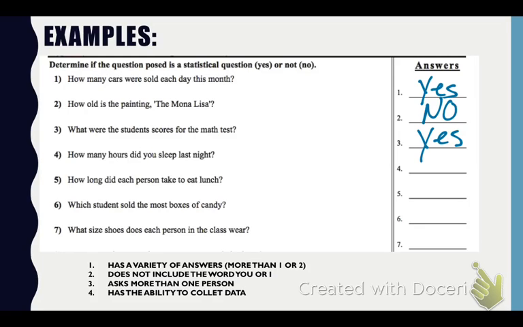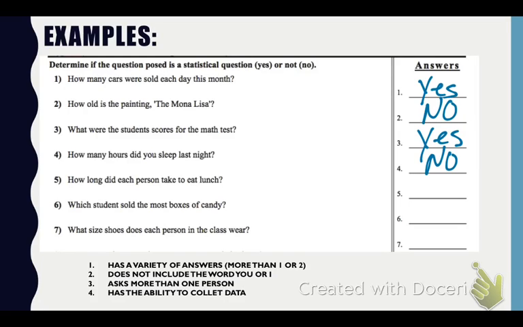4, how many hours did you sleep last night? How many possible answers are there to that? How many hours did you sleep last night? There's only one possible answer because it's only asking you, and it's only asking about one specific night. So in this particular case, this is not a statistical question.